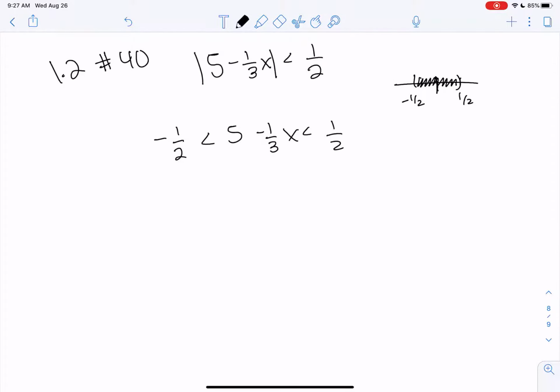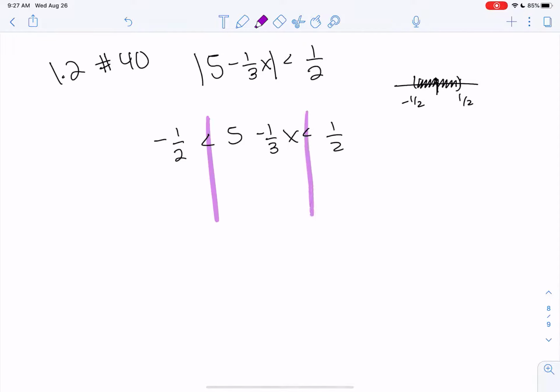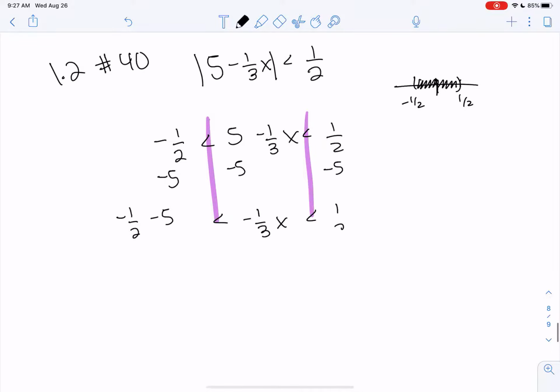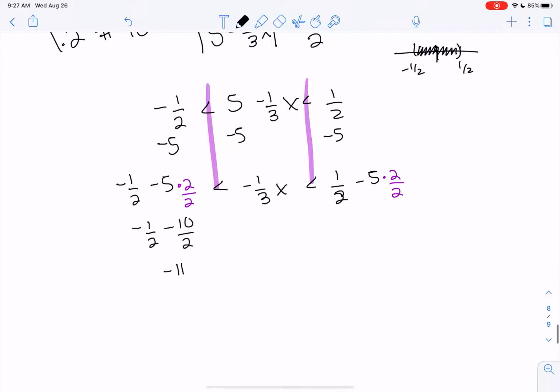So this one's a little weird to solve. So let's go ahead and draw lines. That helps. I'm going to minus the 5 first. -5 minus 5. So we get to practice our fractions. So LCD is 2, since 5 doesn't have a denominator. So times 2 over 2. So -1/2 minus 10/2, what's that? -11/2, less than -1/3 x. And then we get 1/2 minus 10 over 2 would be -9/2.